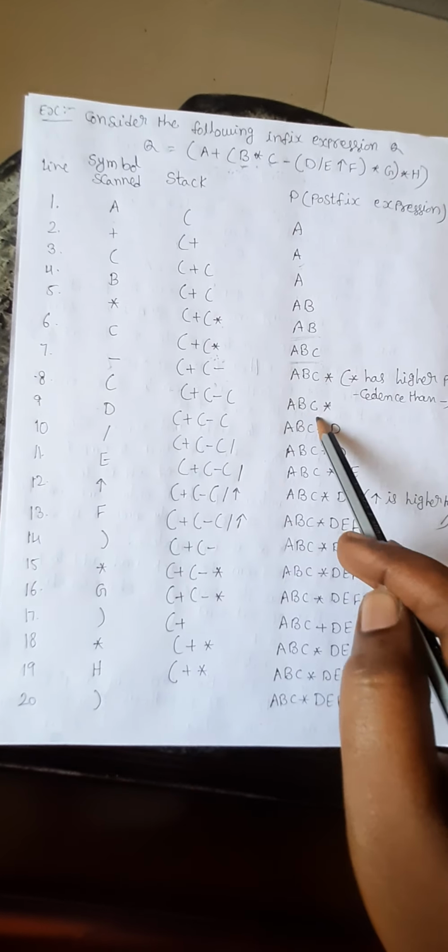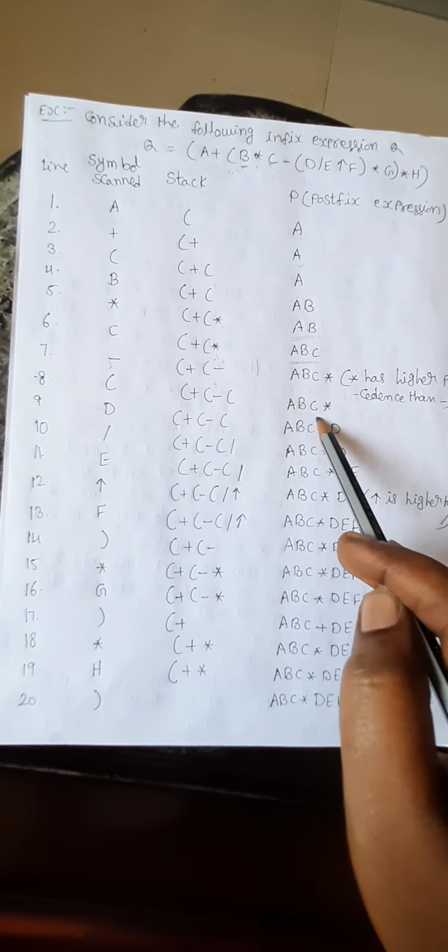Again D is scanned. Whenever D is scanned, it will be added in the postfix expression. And again the division symbol is scanned, and next is E. Again the postfix expression is ABC multiplication DE, and the exponent symbol is scanned. Whenever the exponent is scanned, the stack contains the left parenthesis plus, left parenthesis minus, left parenthesis, division symbol, and the exponent.